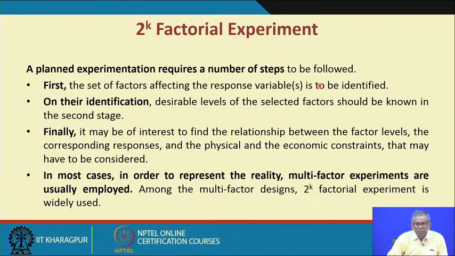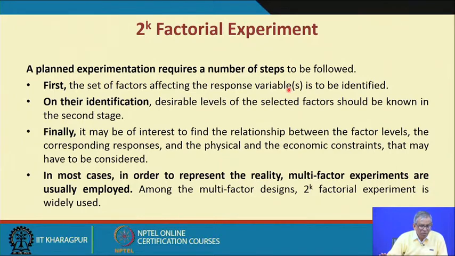So while you conduct an experiment, there are certain steps you have to follow. So what are those steps? First, the set of factors affecting the response variable, or the response variables. That means either you consider one important response variable, or there could be cases where you need to consider a number of response variables simultaneously. So first I must know what the factors are that are affecting the response variables, and these factors you must first identify. That is the first step.